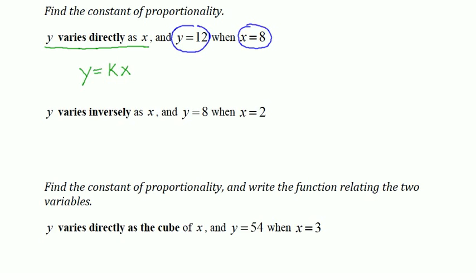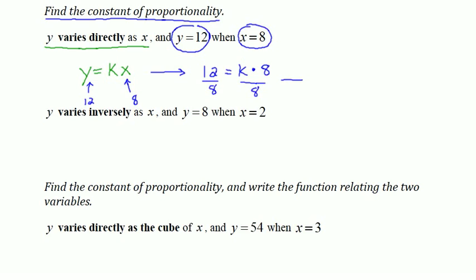So this tells us that we want to plug in 12 for y. This is giving us one ordered pair, and plug in 8 for x. And we're asked to find the constant of proportionality, so what we're going to do is plug these numbers in and then solve for k. Very simple problem, right? 12 equals k times 8. Divide both sides by 8 to get k equals 3/2.